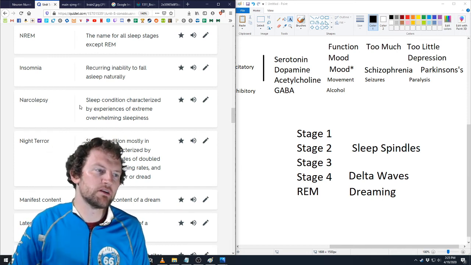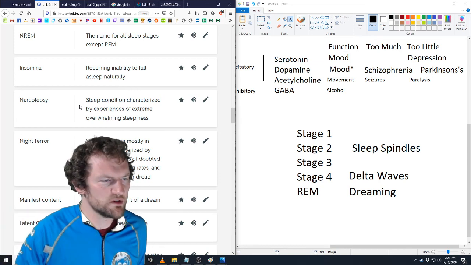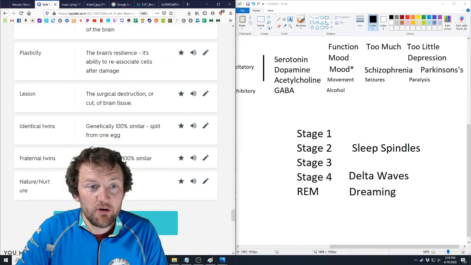Insomnia is the inability to go to sleep. Narcolepsy is falling asleep while you're awake, which ironically can be triggered by excitement, so you scare someone and they fall asleep. So that pretty much wraps up this unit.